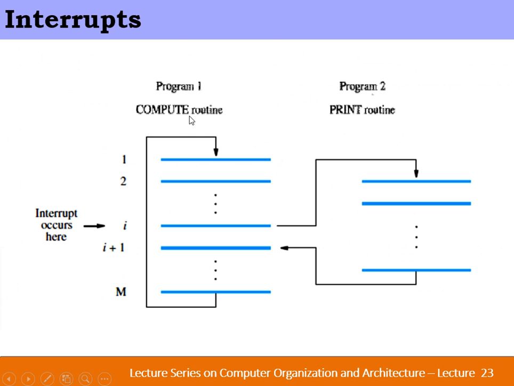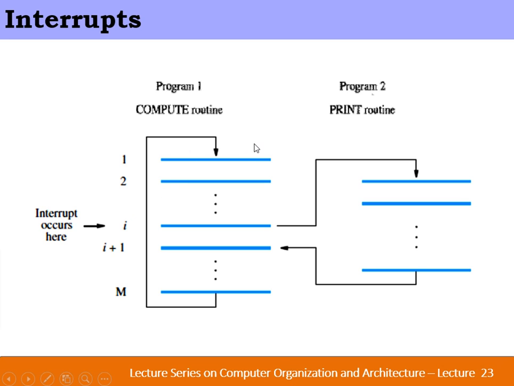So now we have two programs. This is program number 1, called compute routine, and program number 2, print routine. The compute routine's objective is to produce a set of n lines, whereas the print routine's objective is to send one line among n lines to the printer. Now the printer is an IO device, so the printer is going to interrupt the main program.